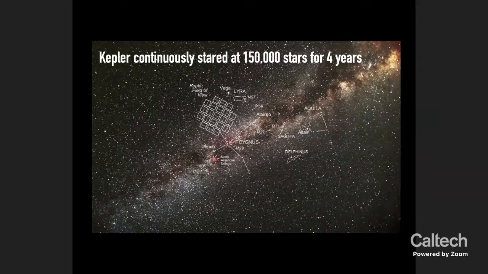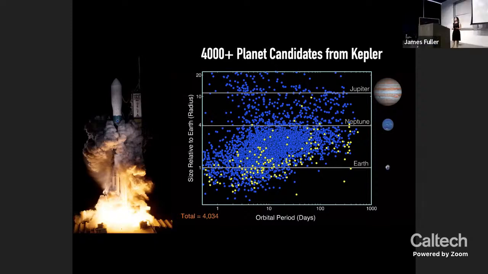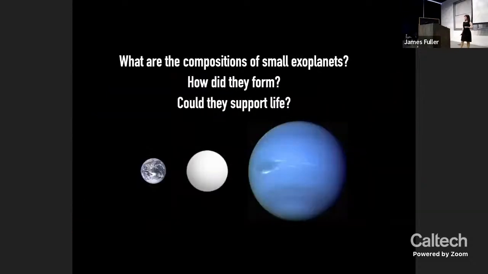And with this long baseline, it was able to find small planets far from their host stars if they happened to transit. The Kepler mission discovered over 4,000 planet candidates, the majority of which are probably real. The majority of these planets are close to their stars with periods less than 100 days and sizes between that of Earth and Neptune, which notably is not represented in our solar system.